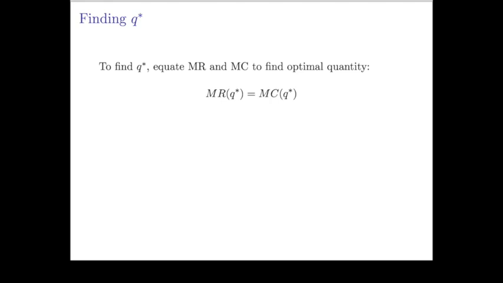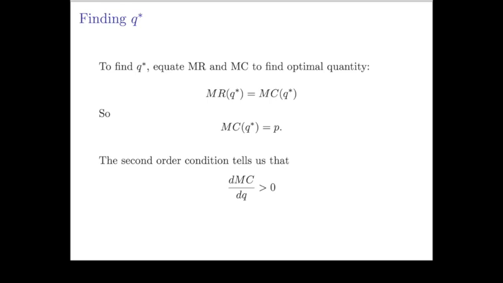So if you want to find the optimal quantity, we've seen how you're going to find the optimal quantity Q star where the marginal revenue and the marginal cost are equal to one another. In other words, you're going to set the marginal cost equal to the price. So the quantity Q star where marginal cost equals the price is the quantity that you want to pick.